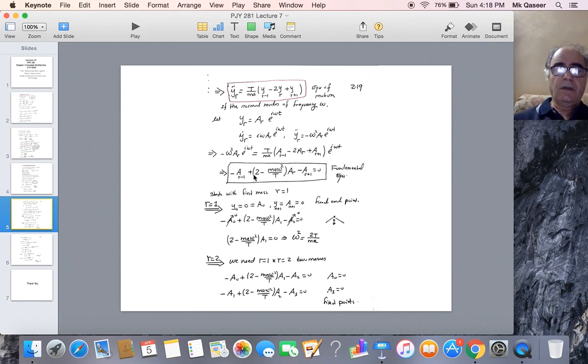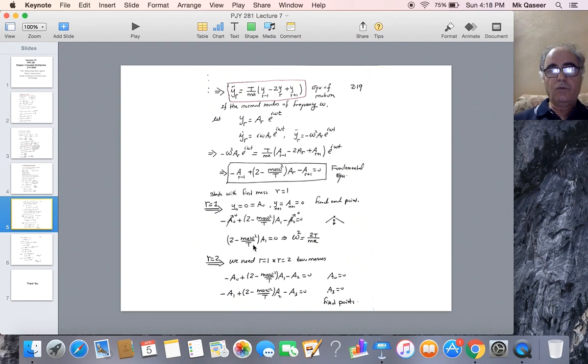Let's apply this equation as if we have one mass. That's r equals 1, because the ends of the string are fixed. So a0 is 0 and a2 is 0 because we have only one mass. So we are left with 2 minus m a omega squared over T, times a1. In this case we have one mode, which has omega squared equal to 2T over m a. We already solved this problem at the beginning of the course.